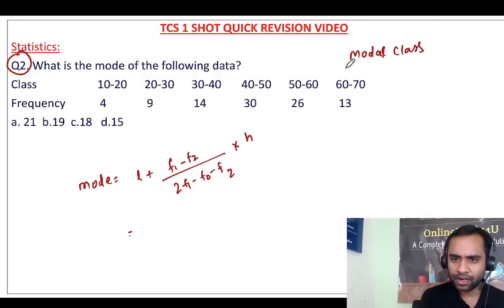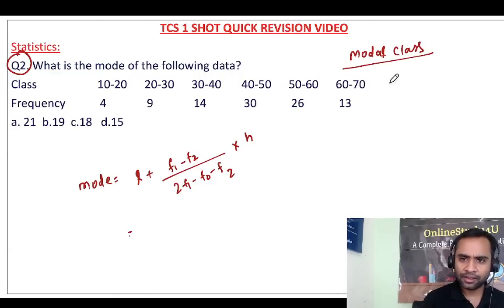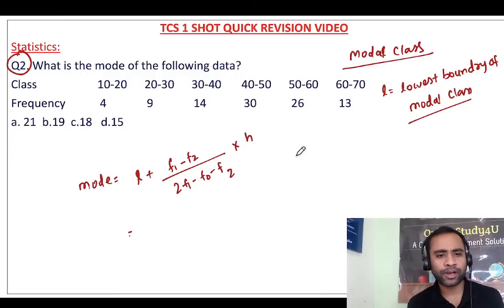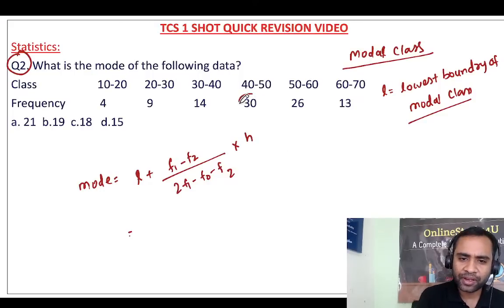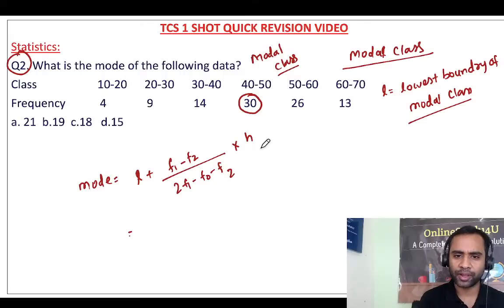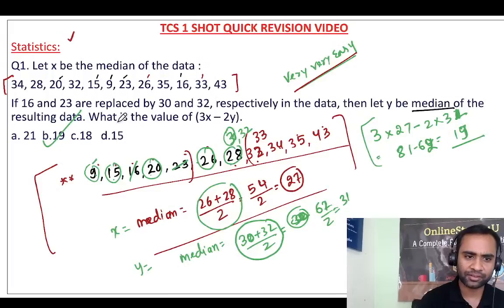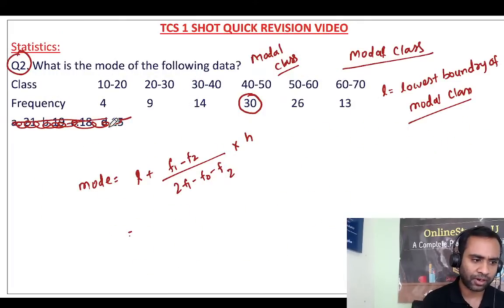Understand what the model class is. L is nothing but the lowest boundary of your model class. So what is the highest frequency? The highest frequency is 30, and that becomes your model class. The options are not correct, as this is carried forward from the last problem, so forget about the options. This will become 40.